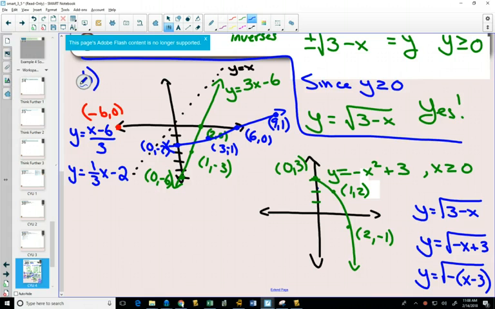So imagine your square root graph. Horizontal reflection, it's now pointed the other way. Shift it 3 units to the right. We'll get 3, 0, 2, 1, and negative 1, 2.